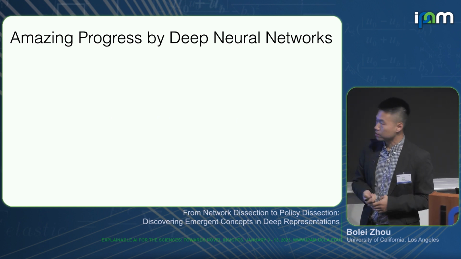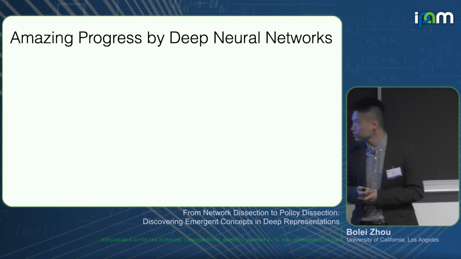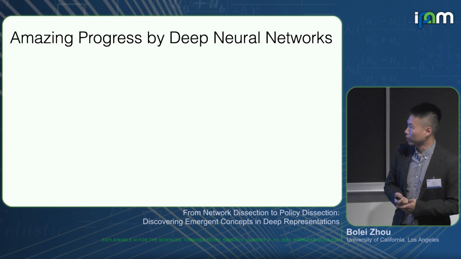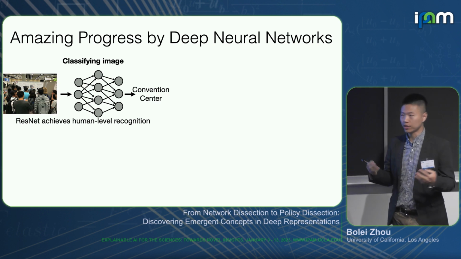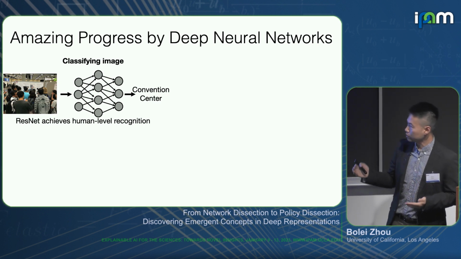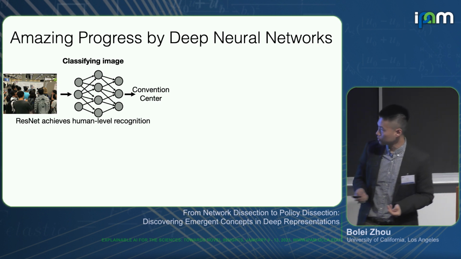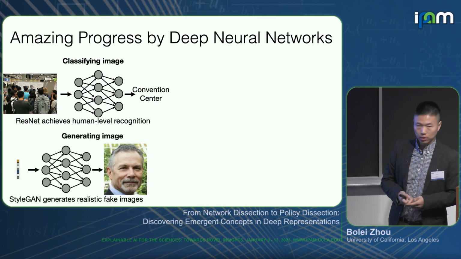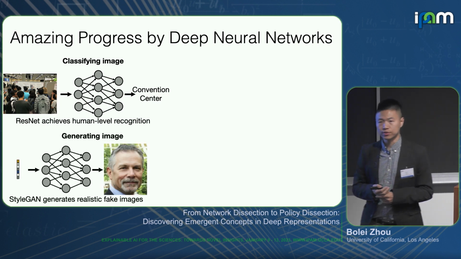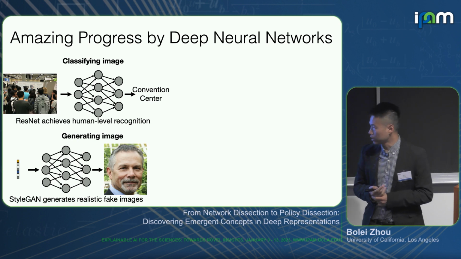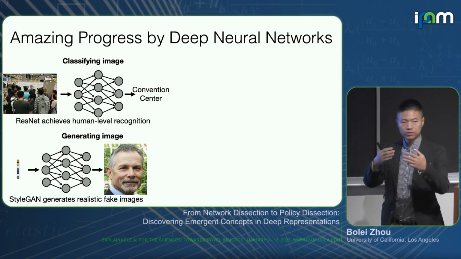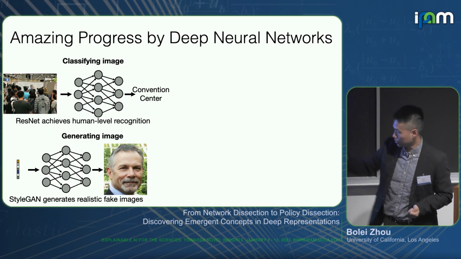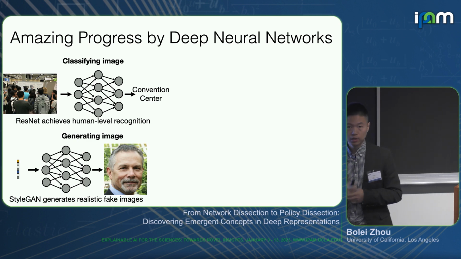In recent years, we see many amazing progress by deep neural networks, right? We have neural networks such as ResNet that can classify images at a human level. Given this image, it recognizes this is a convention center. And also, we have representations that can synthesize photorealistic images, such as GAN and the recent diffusion model, right? Given some latent vectors, they can generate such realistic images.